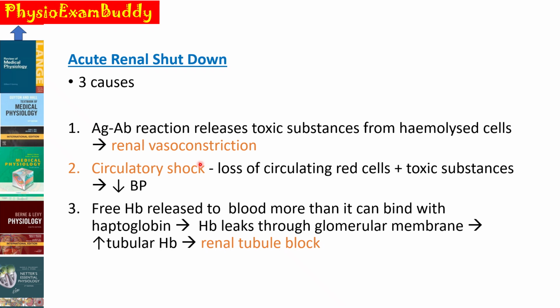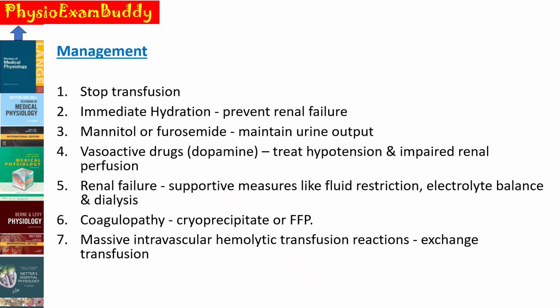So all these three things, that is the renal vasoconstriction, circulatory shock and the renal tubular blockade together will result in acute renal shutdown, and thereby the complications happening immediately after a mismatched blood transfusion due to intravascular hemolysis. Next is about the management of the immediate complications.